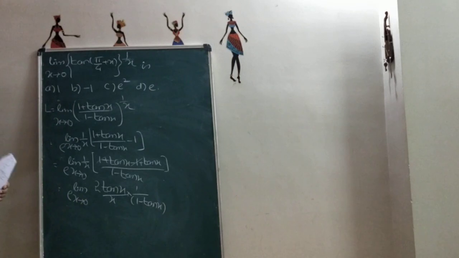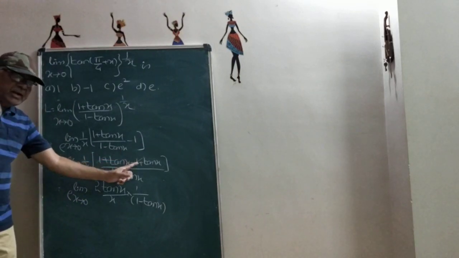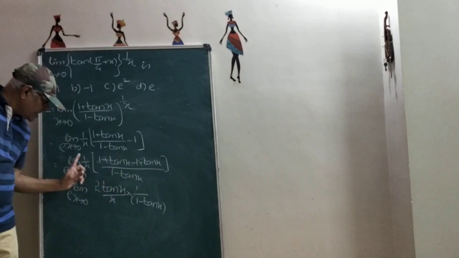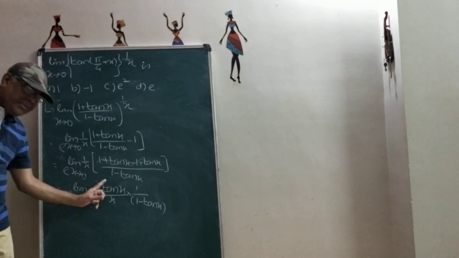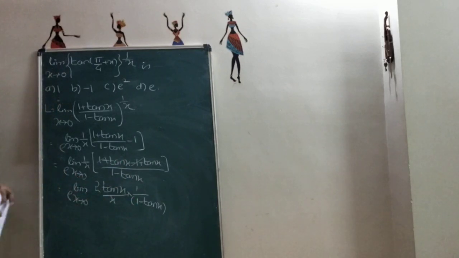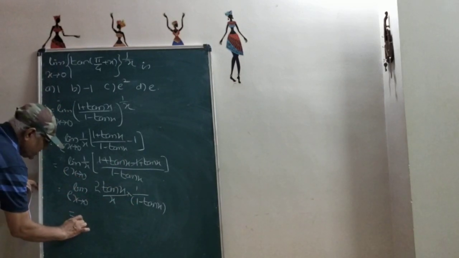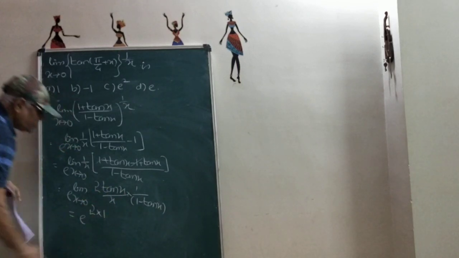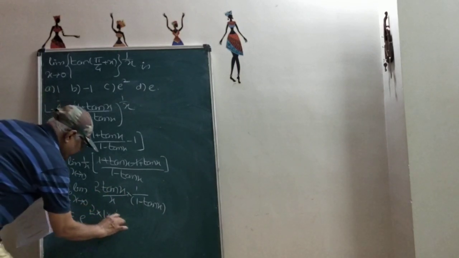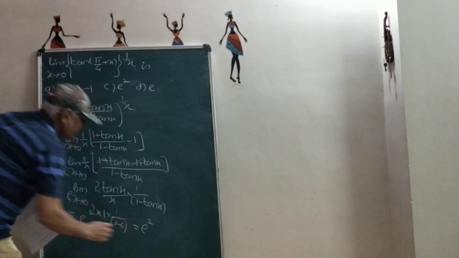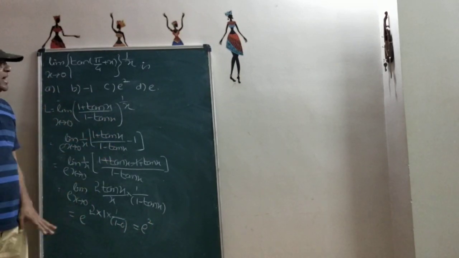See here, 1 and 1 get cancelled. Tan x plus tan x is 2 times tan x upon x, into 1 upon 1 minus tan x. That's equal to e raised to, now this is 2, tan x upon x as x tends to 0 is 1, into 1 upon 1 minus 0, equal to how much? E square. So that is e square is the answer.